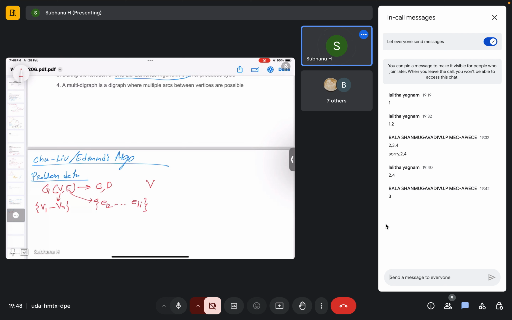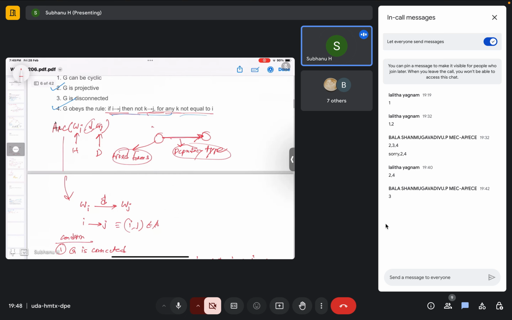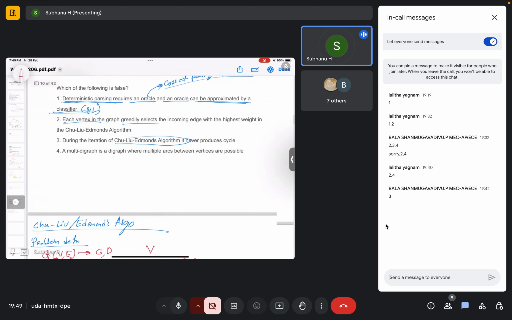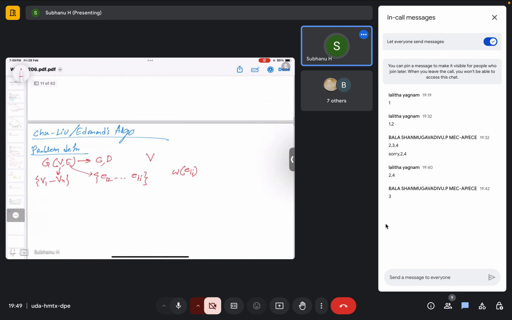Correct. So for these vertices, the two vertices are connected by an edge only, and every edge has a weight. Got it? I have already shown you here. So every edge will have a weight, which we denote by Wij in each case. The goal is to find the maximum spanning tree.